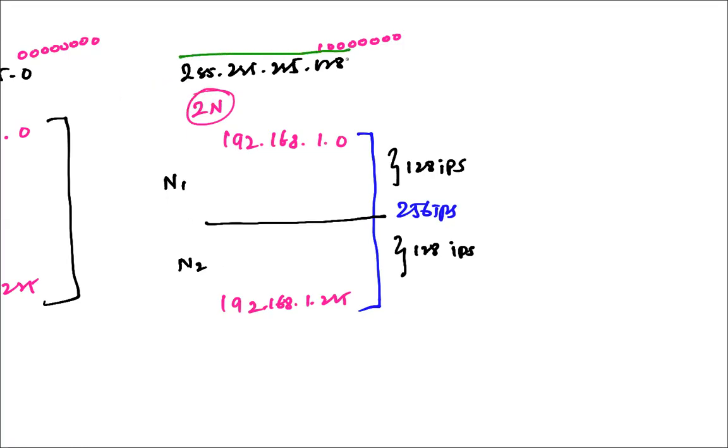So 255.255.255.128. This is the mask I'm using. If I use that mask, how many networks am I going to get? I'm going to get 2 networks. So what will those 2 networks be? This is network number 1, this is network number 2.